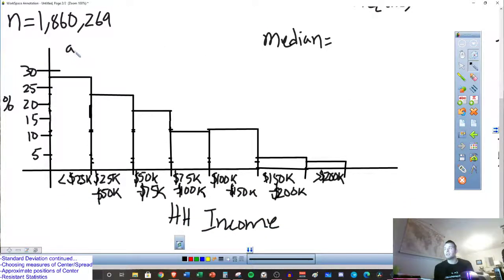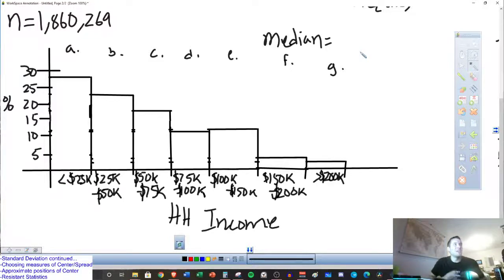Okay, so I'm going to go ahead and label these. Don't do this on yours. This is A, B, C, D, E, F, and G. This is going to be a multiple choice question, so I'm going to ask you to answer this. Where do you think the median is based on our definition? It's going to be somewhere in one of these categories. We don't know the specific value, but it's going to be somewhere. So A, B, C, D, E, F, G, tell me which one you think it is.